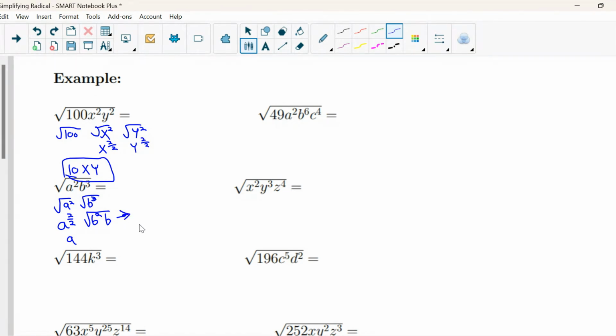Okay? So the square root of b squared, same as saying b to the 2 divided by 2 power. And there's nothing I can do with the square root of b, so I'm just going to leave it. So this ultimately equals b times the square root of b. So my final answer for this one would be a times b times the square root of b.